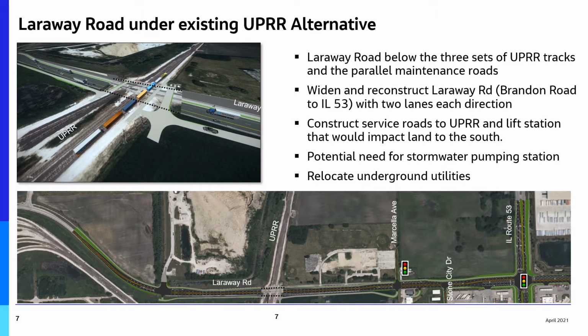The railroad bridges would be constructed to accommodate 3 sets of tracks and railroad maintenance roads on both sides. Service roads would need to be constructed to access the railroad bridges over Laraway Road from both sides and the City of Joliet's lift station. These new roads would impact land to the south of Laraway Road.